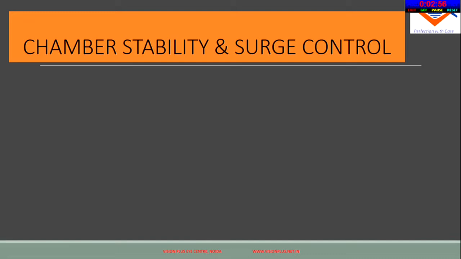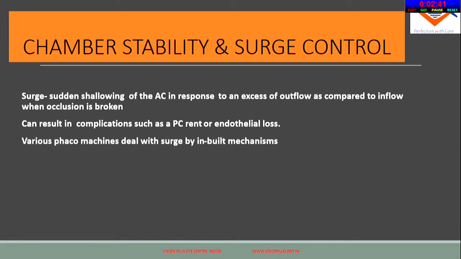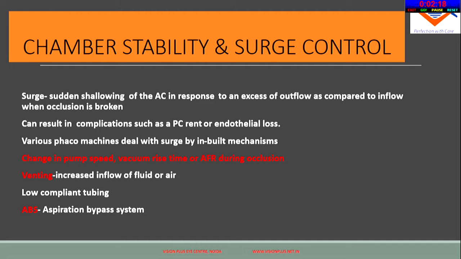Now the chamber stability and surge control. Surge, as we know, happens when there is a breakage of occlusion, and that leads to a sudden shallowing of the anterior chamber and can lead to a PC rent, or it can lead to the loss of endothelium. So various machines have different built-in mechanisms which we should understand, because normally the manufacturers don't really tell you much about how it works. The change in the pump speed, the change in the vacuum rise time, or the aspiration flow rate at the time of occlusion are some of the ways in which surge can be controlled. And you also do have venting and low compliant tubing and the aspiration bypass system. So understand what is the surge control mechanism in your machine.